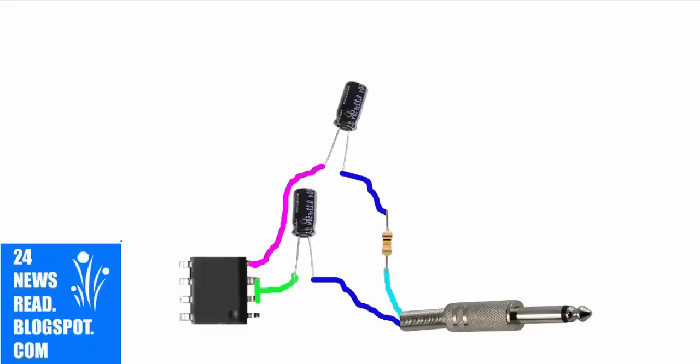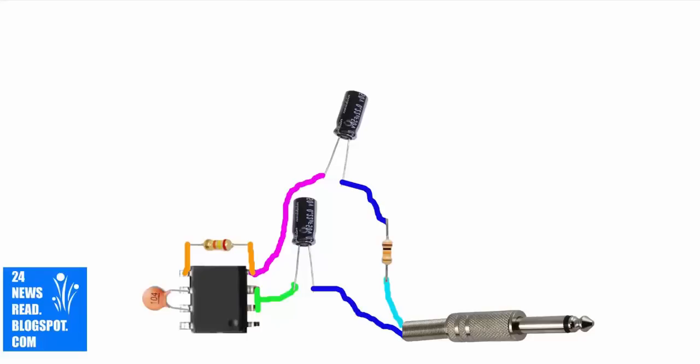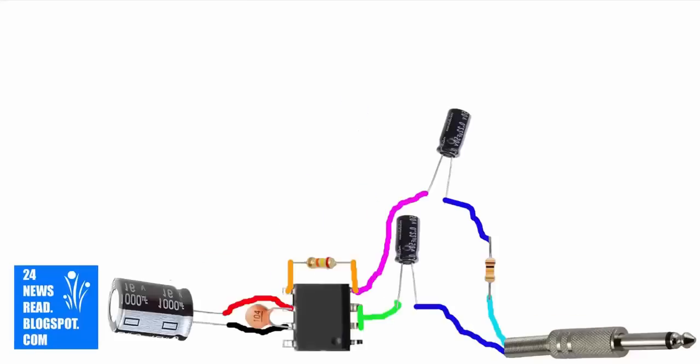Join the plus capacitor plus position. Join the other resistor. Join our PF. Join the other capacitor.